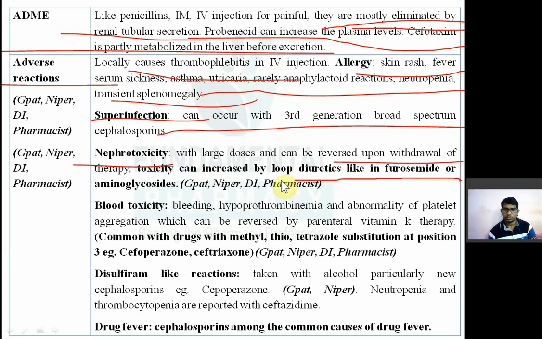Now, concurrent use of loop diuretics like furosemide and cephalosporins. So furosemide will increase the nephrotoxicity of cephalosporins. So concurrent use of loop diuretics and cephalosporins will increase the nephrotoxicity. Again, concurrent use of cephalosporins and aminoglycosides: nephrotoxicity of cephalosporins will also be increased by aminoglycosides. These two drugs, aminoglycosides and furosemide, will increase its toxicity.